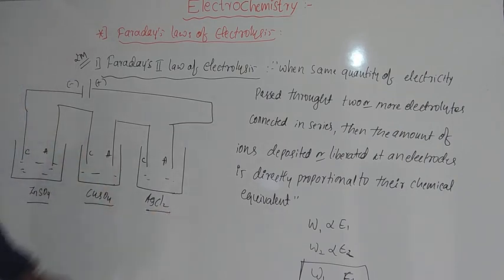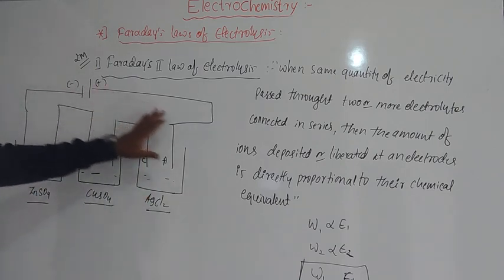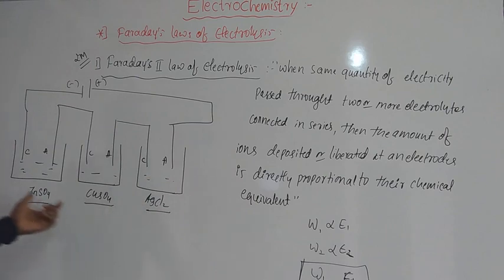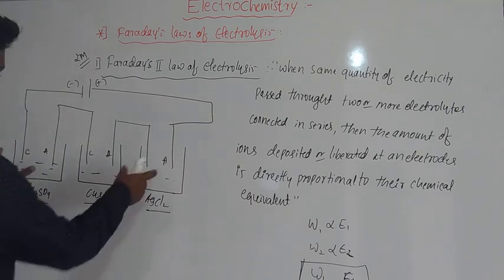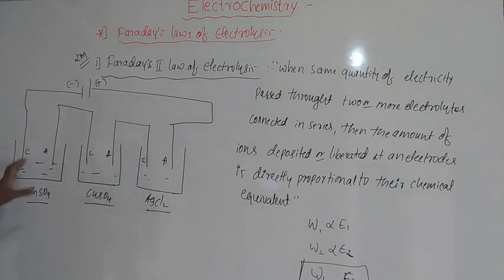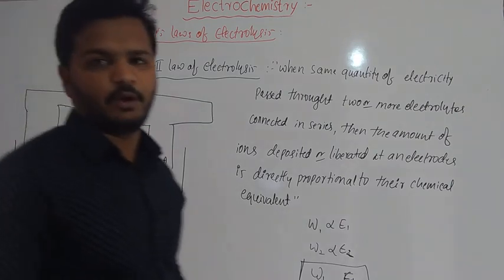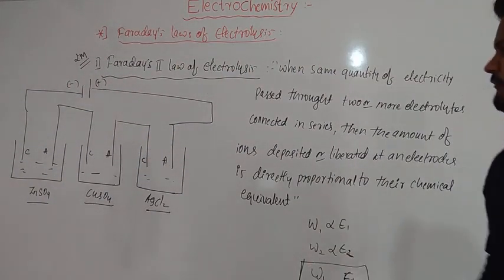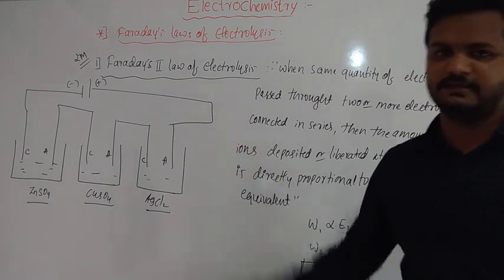So this is about the second law of electrolysis. When the same quantity of electricity is passed through two or more electrolytes connected in series, then the amount of ions deposited or liberated at an electrode is directly proportional to their chemical equivalent weights. So this is a very important concept, the second law of electrolysis. Take the notes.